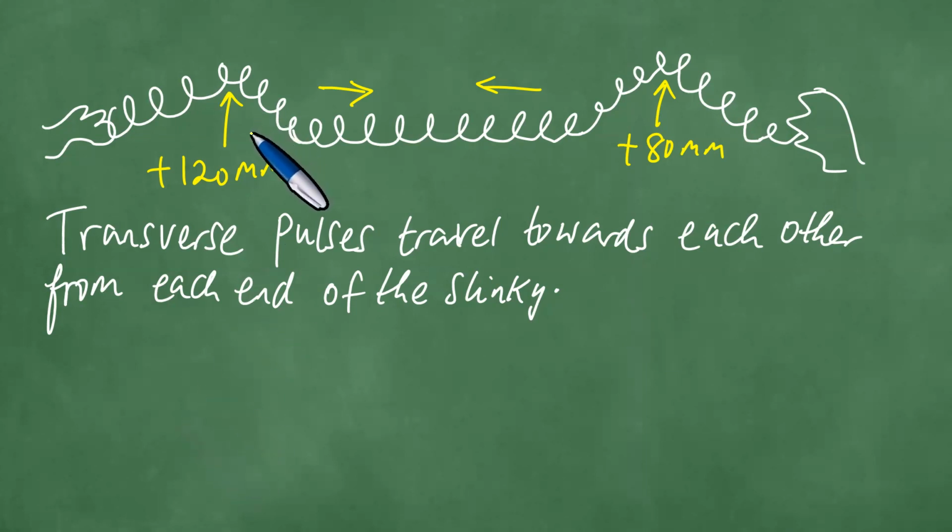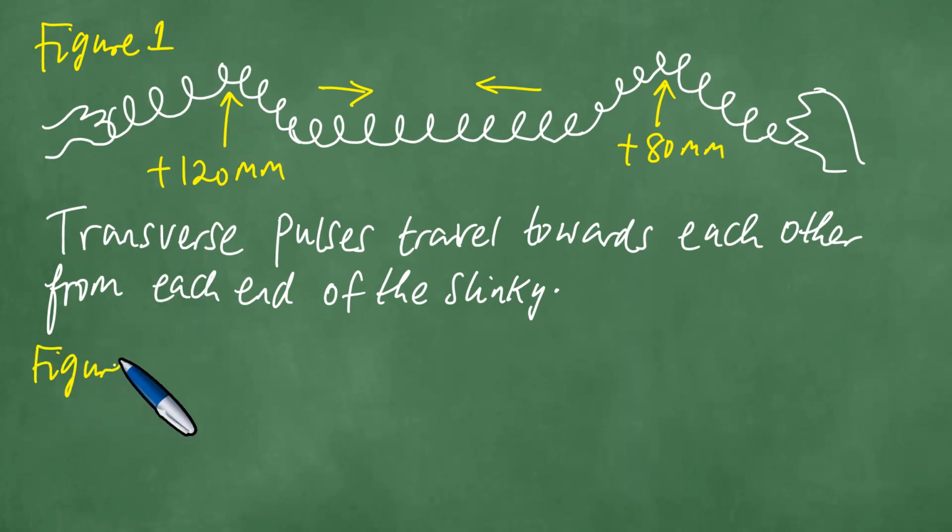Now they're there. Call that figure 1, and call this figure 2. In figure 2, one of the pulses is 120 millimeters in height, or amplitude, and here the amplitude is 80. So let us see what happens.